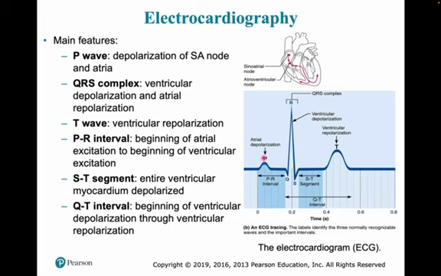If I am measuring from peak P to peak R, it is the entire depolarization phase, starting from atrial depolarization to ventricular depolarization. S to T means the entire myocardium is depolarized, so it's basically a measurement of the whole depolarization. And Q to T means the beginning of depolarization in the ventricles, and throughout we are also measuring the end, which is the ventricular repolarization. So from here to here, the entire ventricular episode, QT.